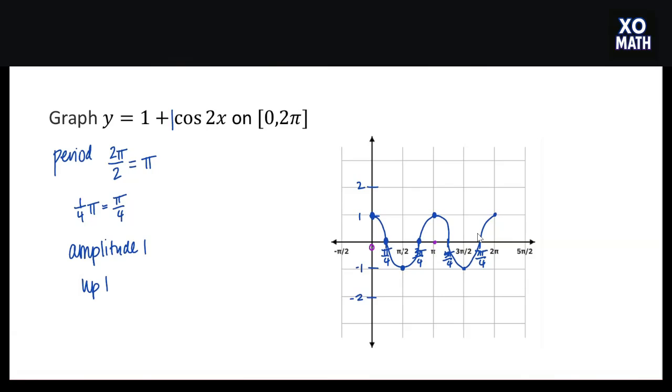And the last thing to do is shift everything up 1 unit. So I'm going to shift all of these points up. Again, it sort of looks like I'm making a V shape of points. But the way that I'm going to connect it, though, is with curves. So this should not look like sharp turns. They should be nice, smooth curves. That is the cosine wave. So this is my graph of 1 plus cosine 2x. It's 2 periods of it graphed on 0 to 2 pi.